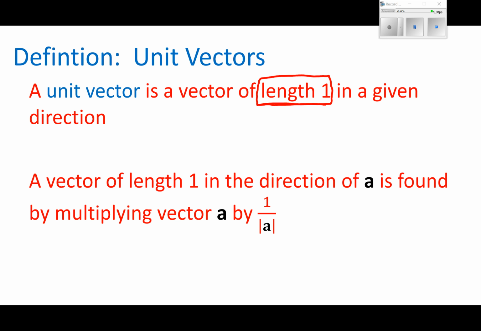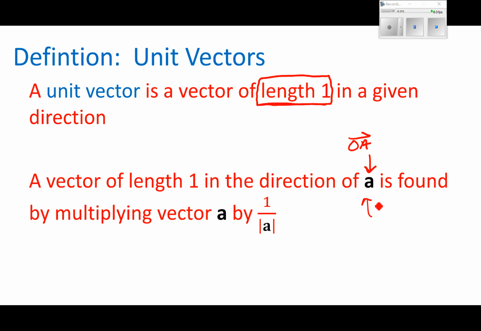So to do this, a vector of length 1 in the direction of a. Again, this is that boldface a to represent a vector. This is the same thing as saying OA as a position vector. A vector of length 1 in the direction of a is found by multiplying the vector a by 1 over the magnitude.